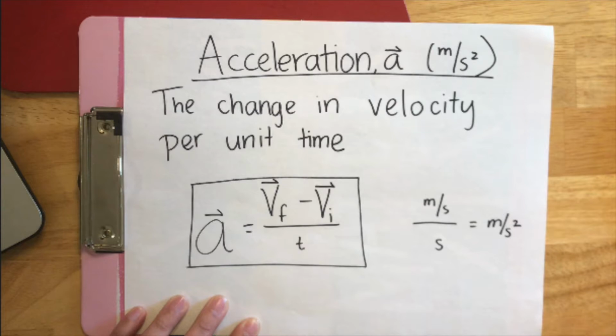Acceleration has units of meters per second squared. That's because velocity is measured in meters per second, and time itself has units of seconds. So meters per second divided by second equals meters per second squared.